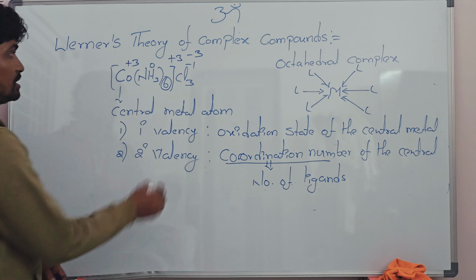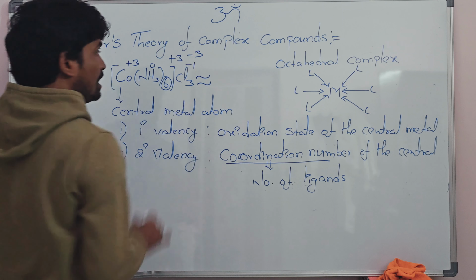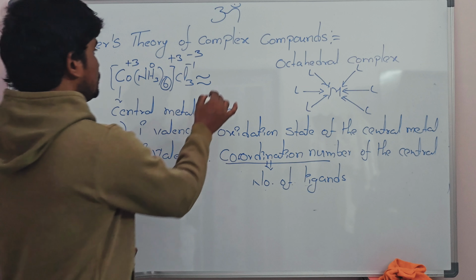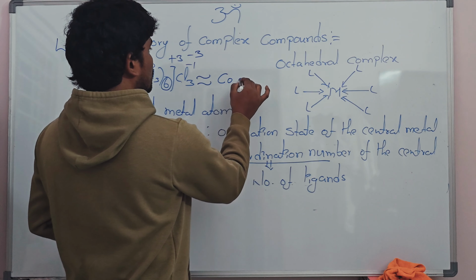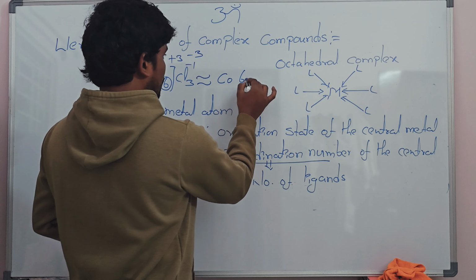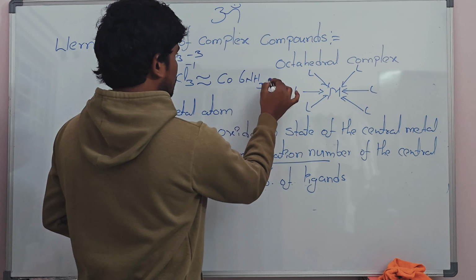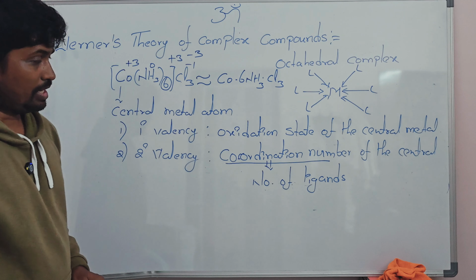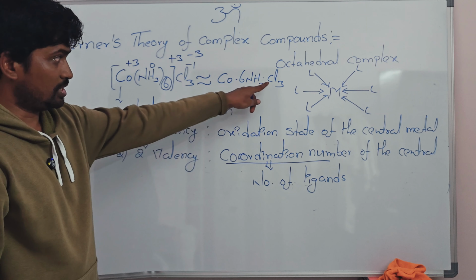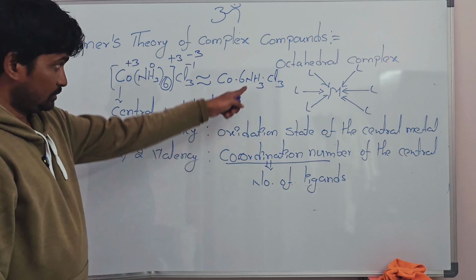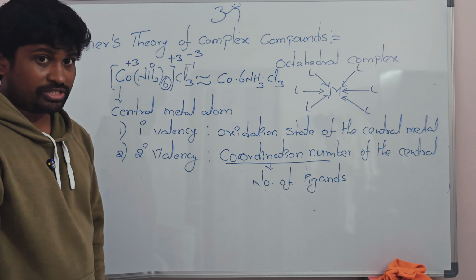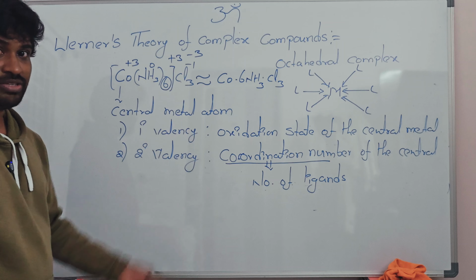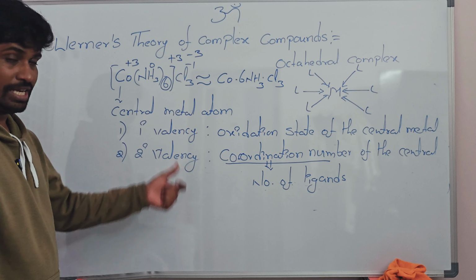So the general representation of this complex is [Co(NH3)6]Cl3. This is how it is represented, and this is nothing but this complex. Now let us look at one more complex, another example.